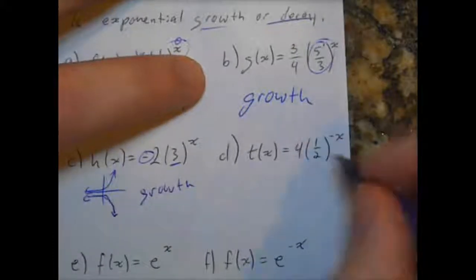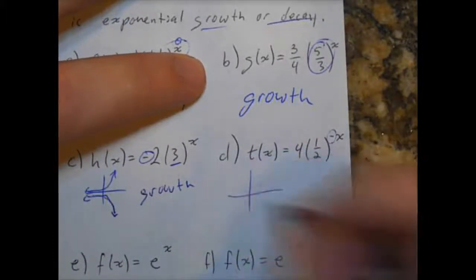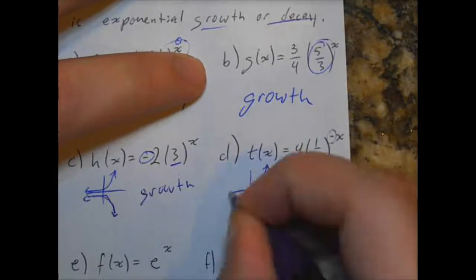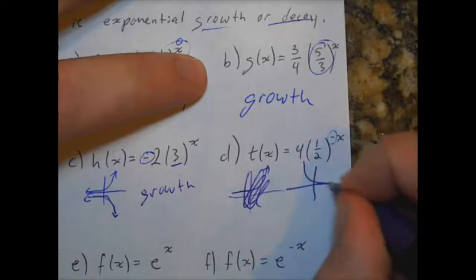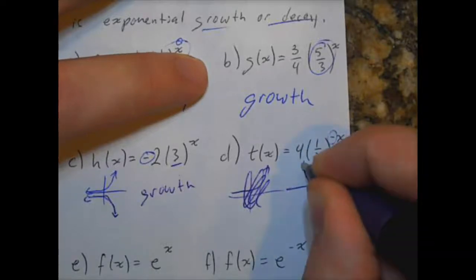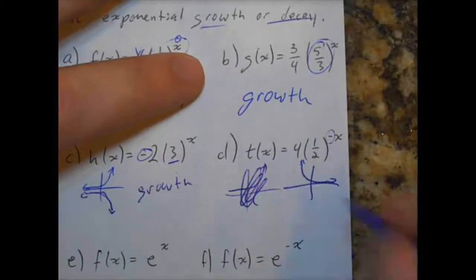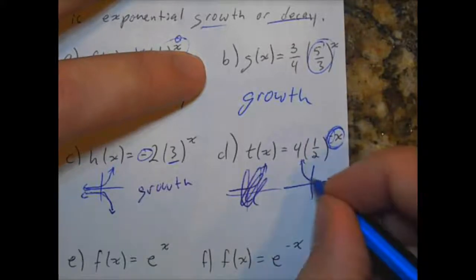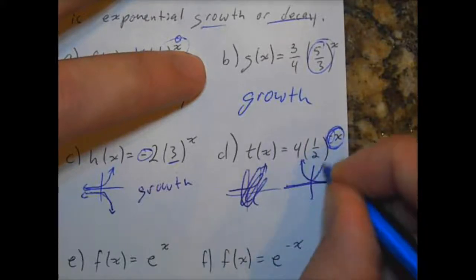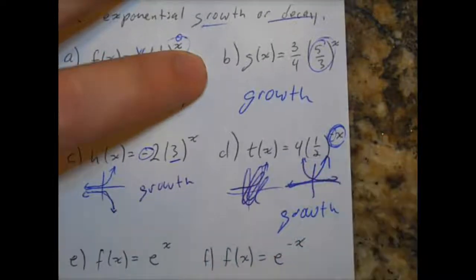This one, now check this one though. This one has a negative x. So if I graph this function, this 1/2 usually looks like this. It's usually a decay. But what that negative on the x does is it flips it over the y-axis, because you're making your x values negative. So since we have a negative x, this flips it to something like that. So this is really a growth.